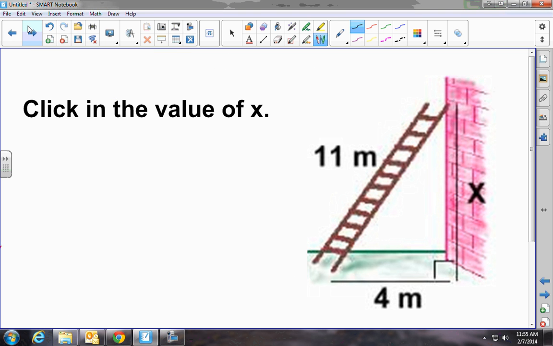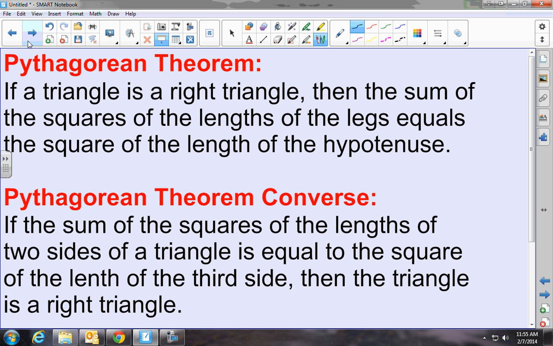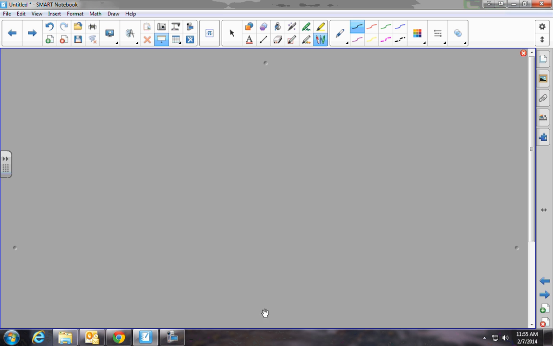Let's just jump here. Okay, here's another problem. If you want to pause it and practice it, that's fine. Here's another one as well. But what I want to get to is the converse of the Pythagorean theorem.